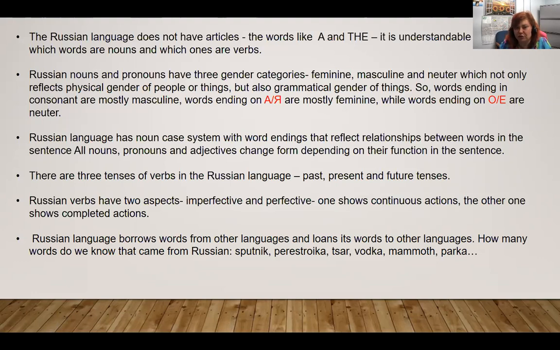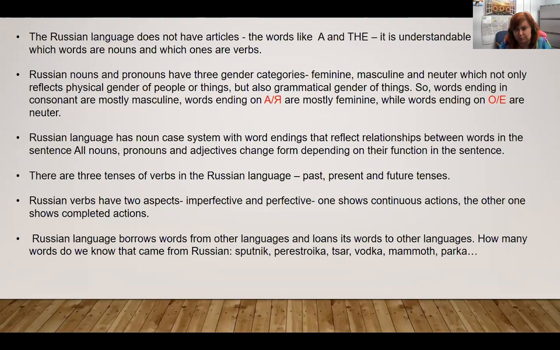a woman, женщина, or a girl, девочка, the nouns themselves will be feminine, of course, because it correlates with feminine gender of the physical being, but also by the grammatical category. Those words end in a or ya, and those words are feminine. So majority of nouns that end in a or ya will be feminine. The words that end in consonant will be masculine. And the words that end on o, e will be neuter.